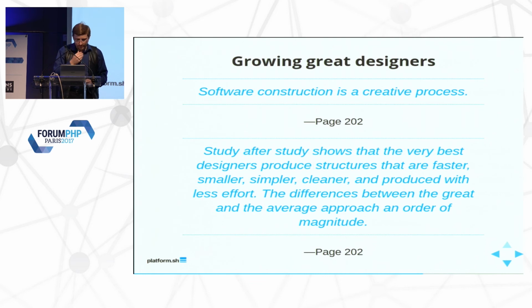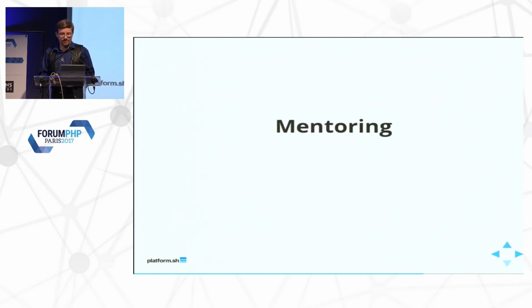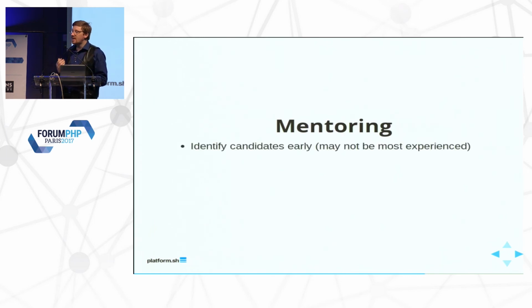How do we get people who can do this? Through mentoring. Through real, honest-to-goodness, formal mentoring. Identify candidates early in their career who are good architects. These people may or may not be good programmers. It is a different skill. Someone who's a junior programmer who is not that stellar, they're okay, but they're not stellar at coding, may be a very good architect with the right training.